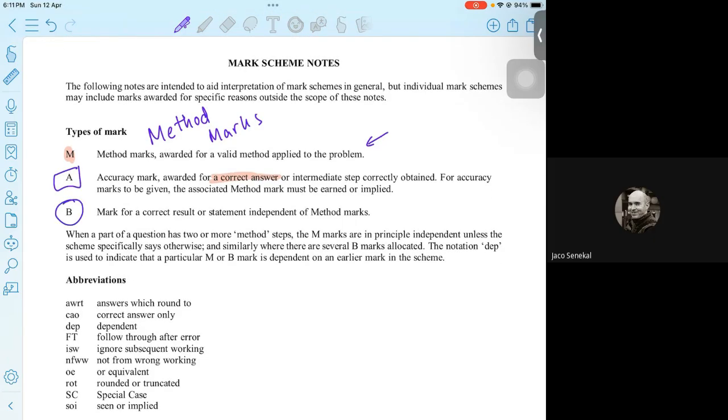The next one is B, which stands for independent marks. Independent marks are the ones where you get the marks just for writing the answer, and your workout, your method, does not matter here. These are free marks for correct results or statements that don't depend on a specified method. So even if I don't write a method or provide explanations, as long as I get the correct answer, I will be getting the marks for it. That's basically how the independent marks work.